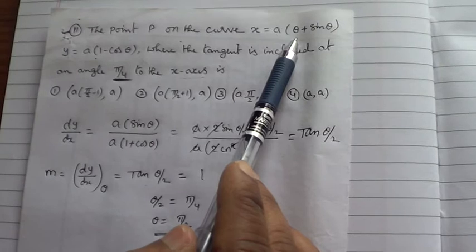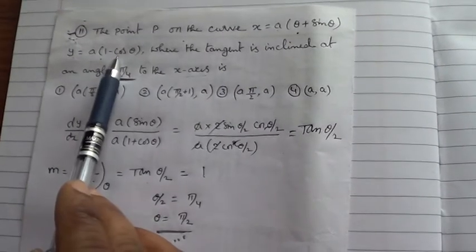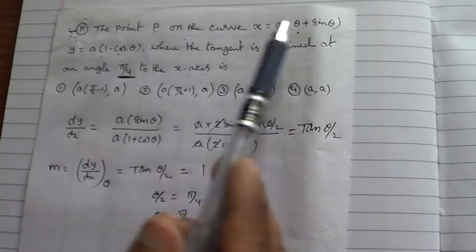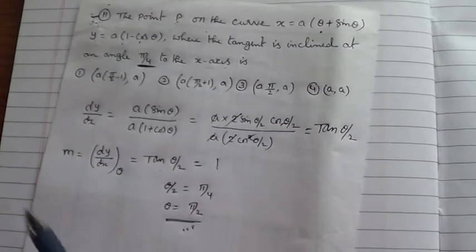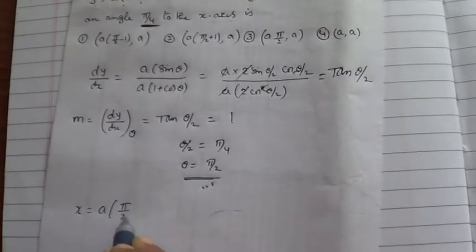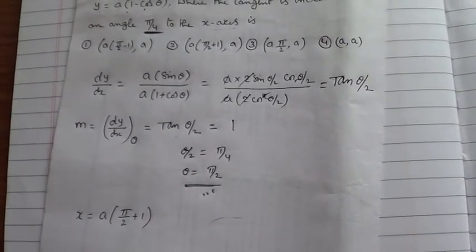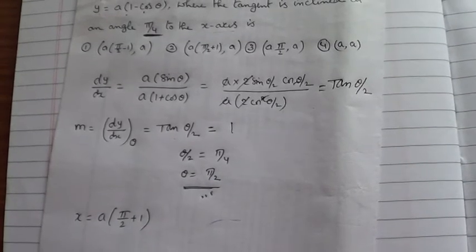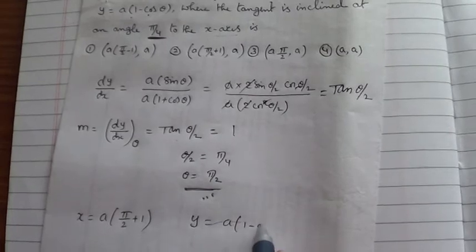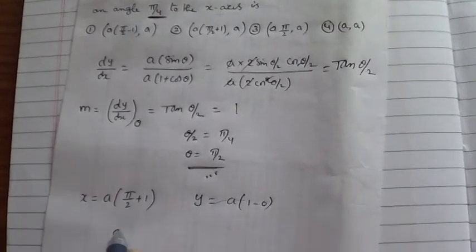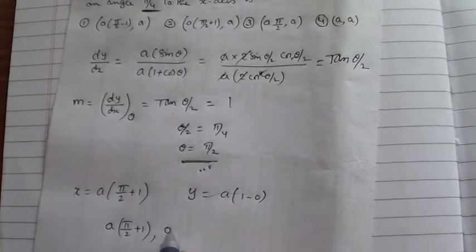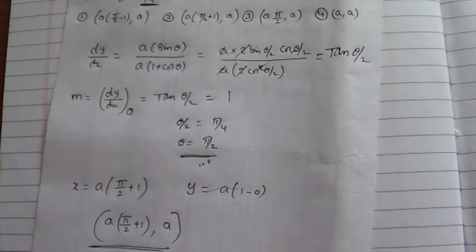Substitute here, you will get x value. Substitute here, you will get y value. He is asking the required point. To get that required point, put theta is equal to pi by 2 here. So we are getting x is equal to a into pi by 2 plus 1. In place of theta pi by 2, y is equal to a into 1 minus 0. That's why the required point is a into pi by 2 plus 1 comma a. That is the required point.